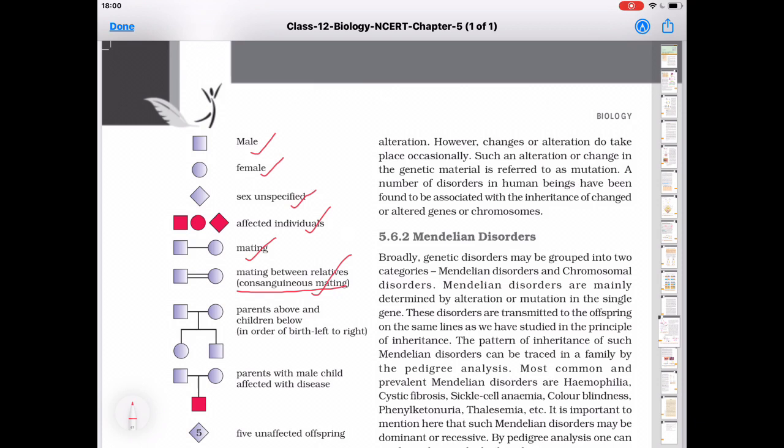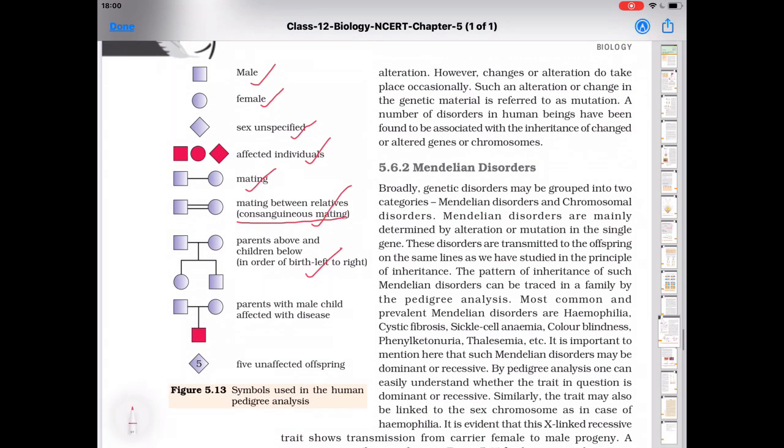Next, square and circle, that is the marriage. Afterwards, the F1 generation, the offspring, is shown. From the left side, the first child is a girl and the second one is a son. So parents are above and children below, in order of birth from left to right. Next, the box shown in red color shows that the child is a son affected with the disease.